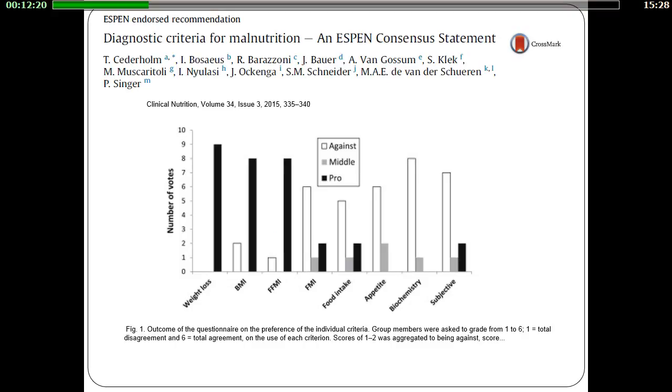Now, the diagnostic criteria for malnutrition were rediscussed during this panel meeting, and you can see that the black bars are the winners. So weight loss, BMI, body mass index, and fat-free mass index. The fat mass index, the food intake, the appetite, the biochemical tests, such as albumin or prealbumin, very popular in France, for instance, were not voted by these experts. So we will keep for the definition of malnutrition only weight loss, BMI, and fat-free mass index.